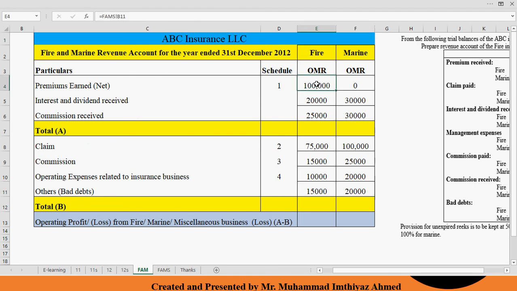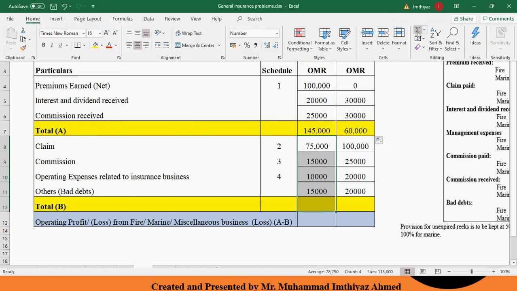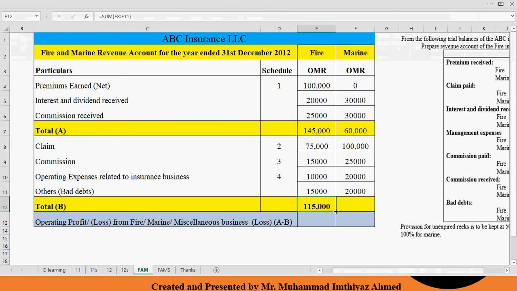So now let's make the total of fire. So fire total is 145,000 and marine total is 60,000. This is our total A. Now we need to make total B. So our total B, here comes 115,000 in the case of fire and 165,000 in the case of marine. Now finally we have to take the total of A, we need to reduce with the total of B. So in the first case we are getting 30,000 as operating profit in the case of fire insurance concern. And in marine insurance, let us see, we are getting a loss of 105,000.